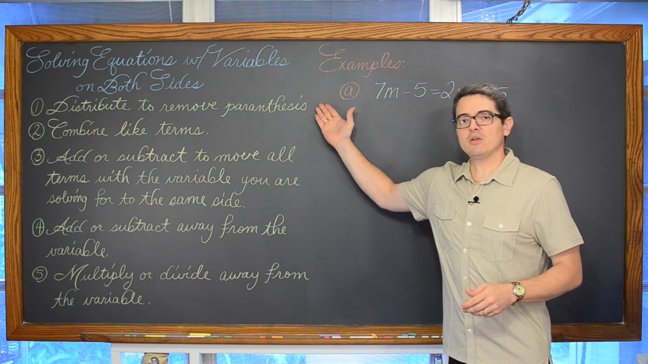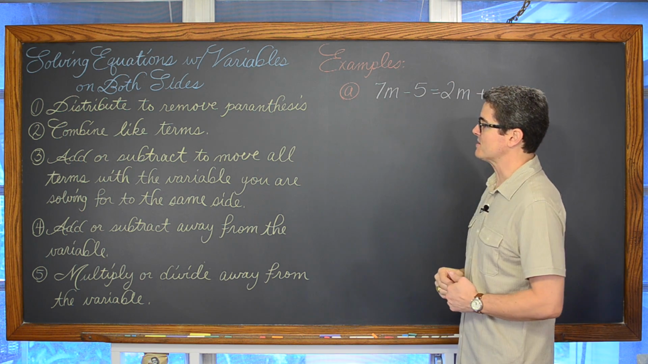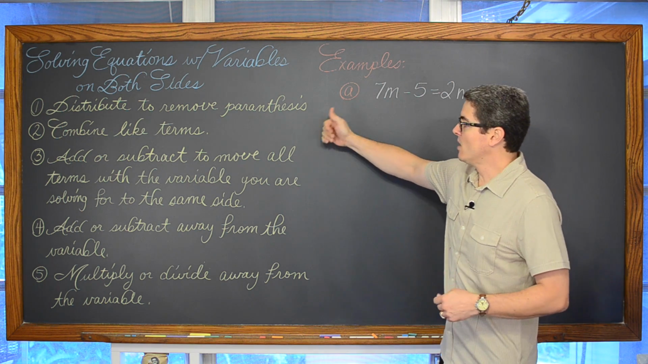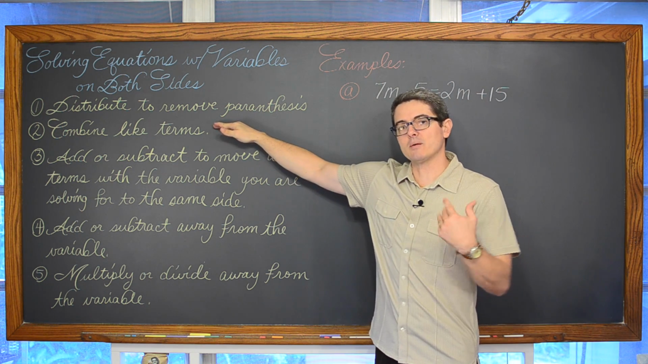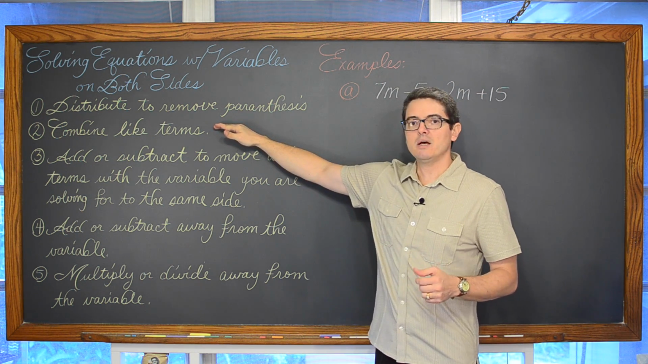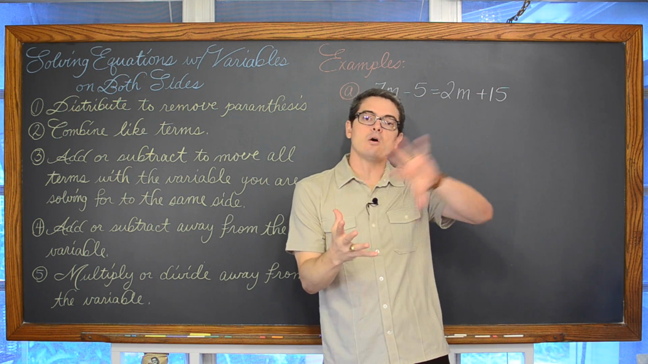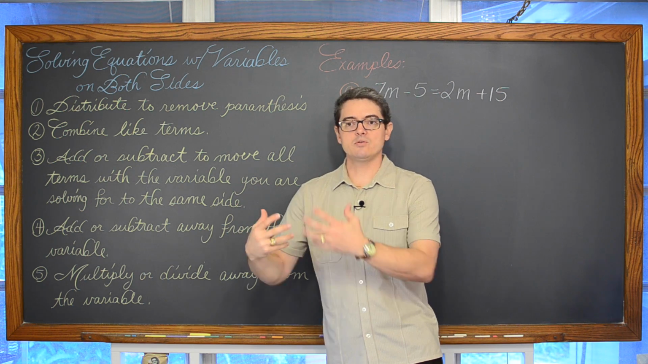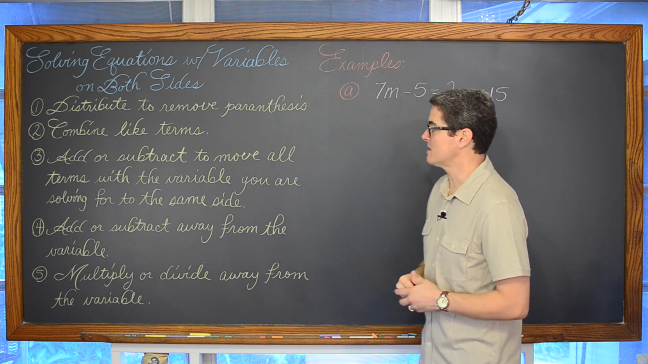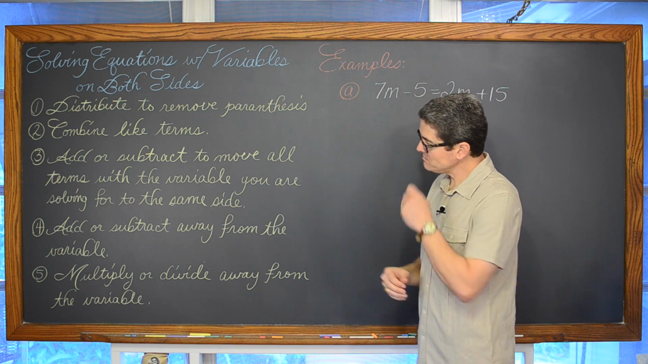So we're going to distribute to remove parentheses. That's a multiplication step. We're going to combine like terms. Now when I'm talking about combining like terms, I'm talking about terms that are all on the left side of the equal sign or all on the right. And we're just going to add or subtract those together, whatever the signs tell us.